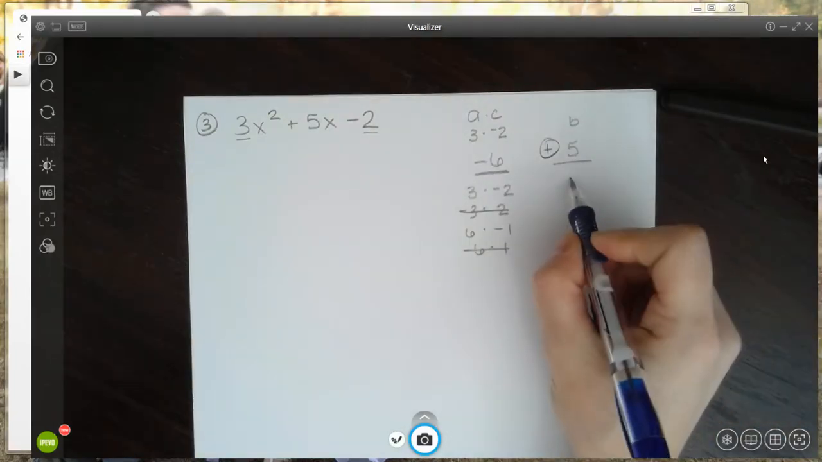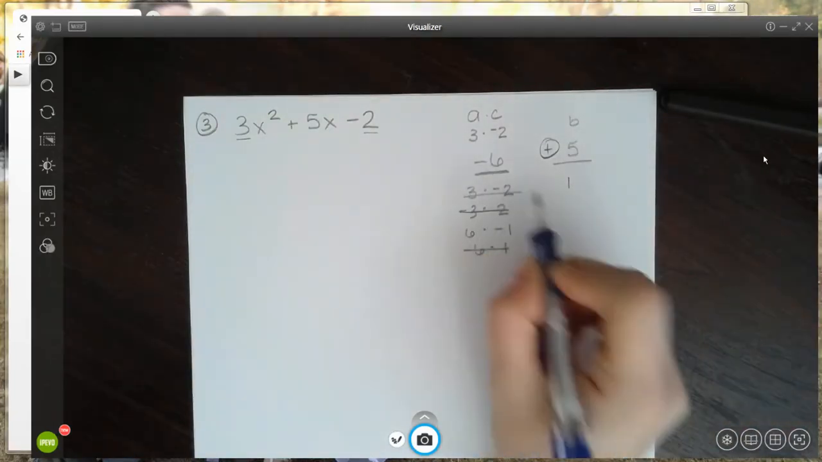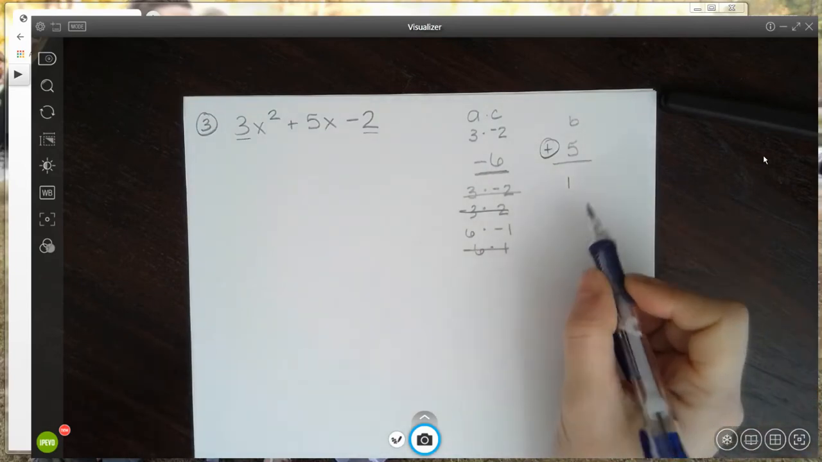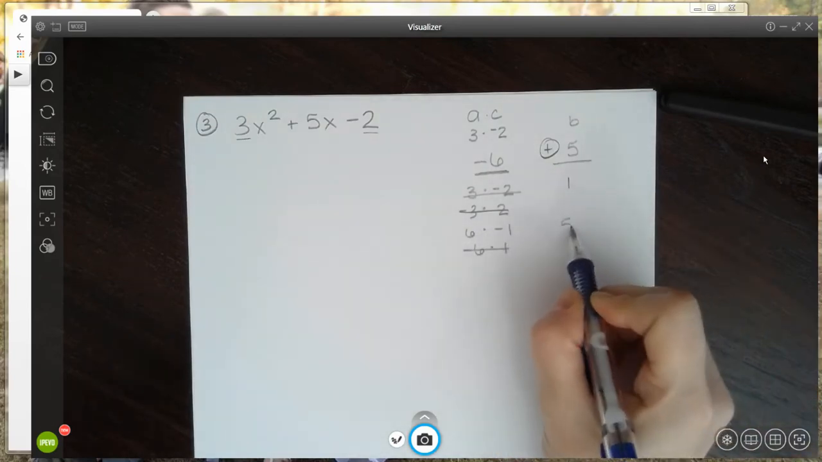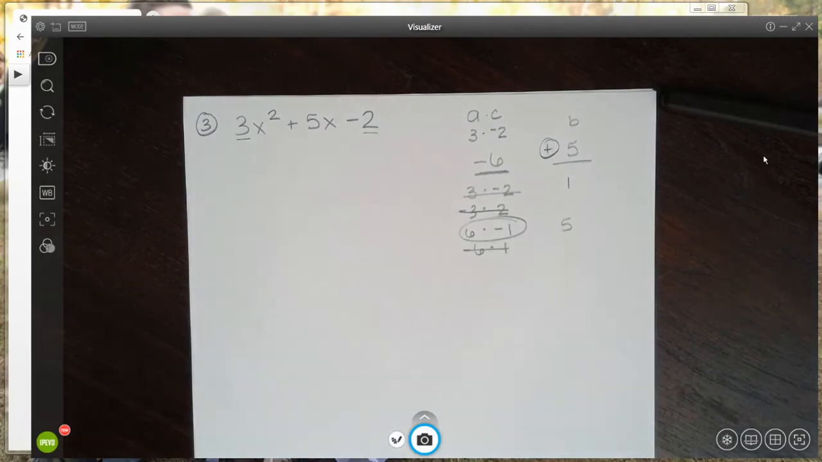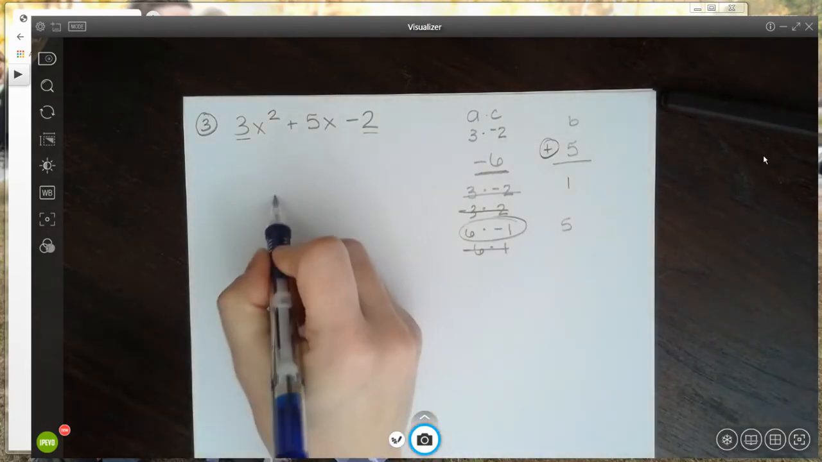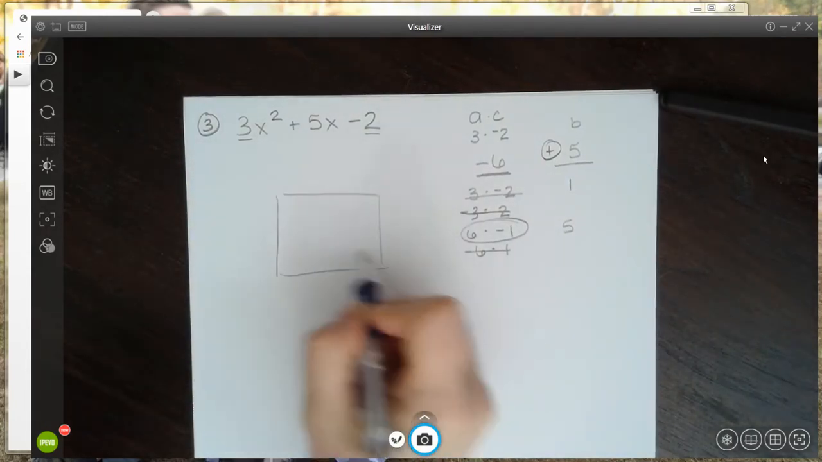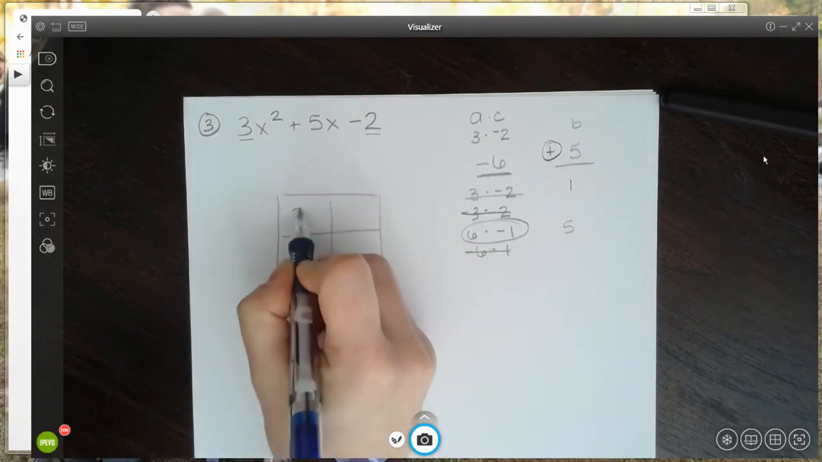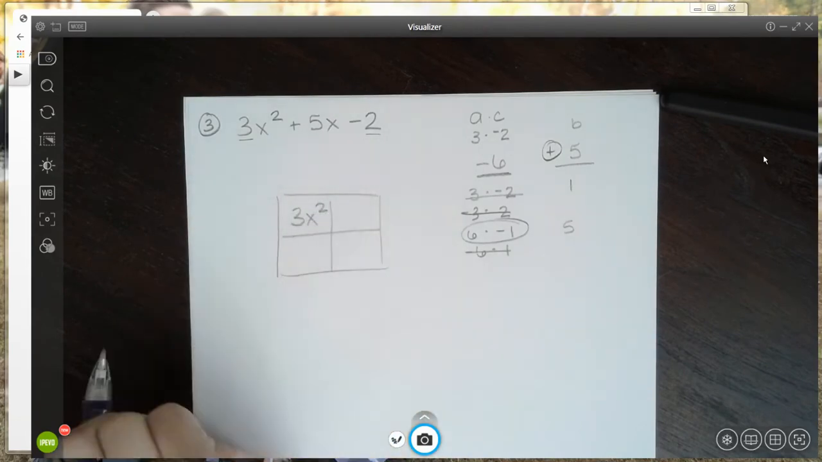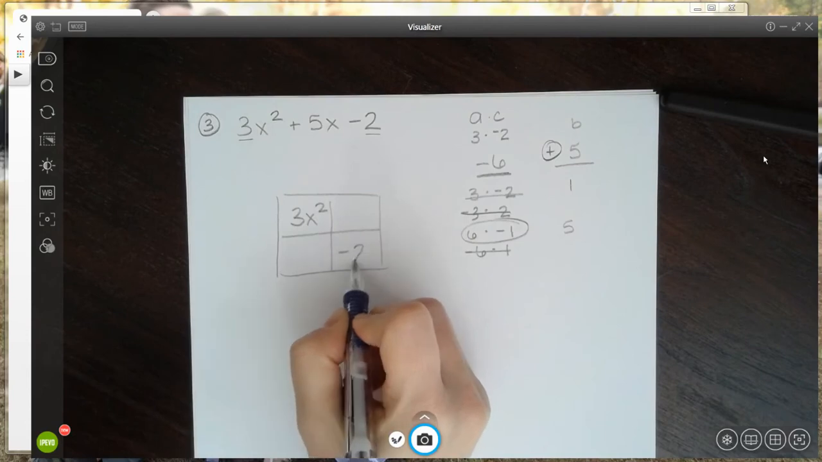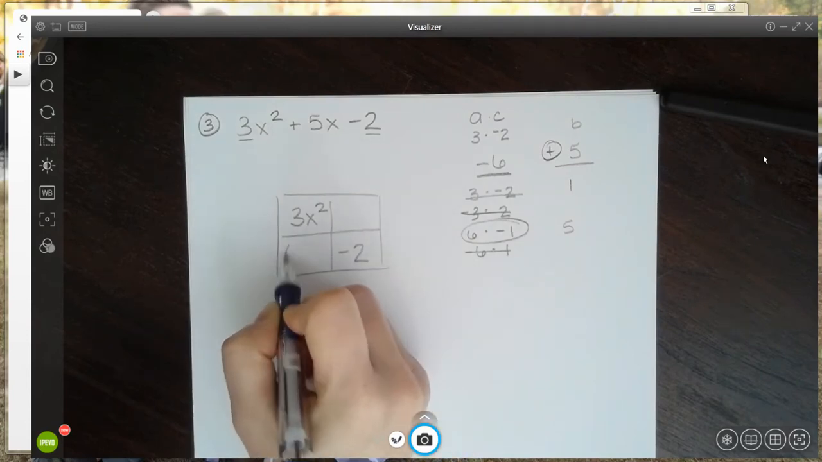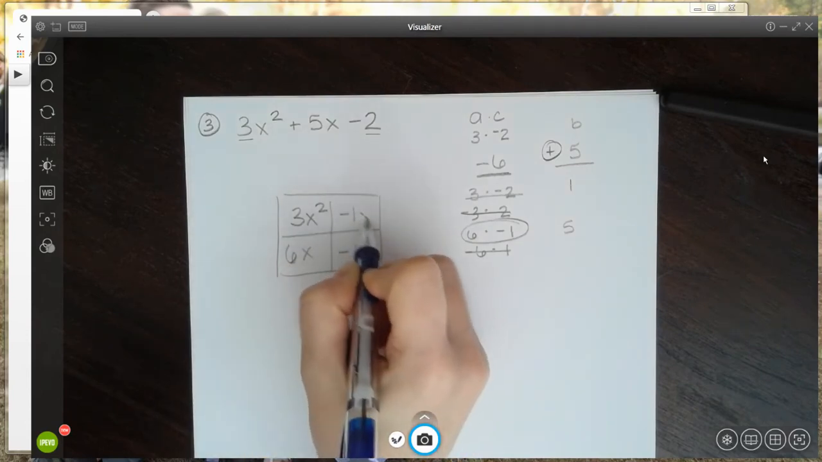3 plus negative 2 gives me 1. That won't work either. Pardon me. 6 plus negative 1 gives me 5. So those are the corner boxes that we're going to use. So here is 3x squared. This would be negative 2. I've got 6x and I've got negative 1x.